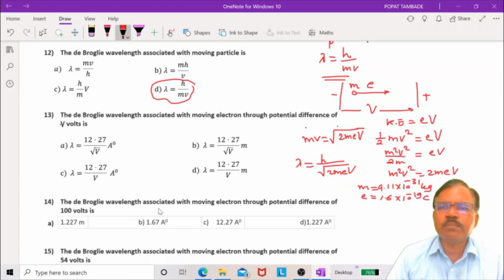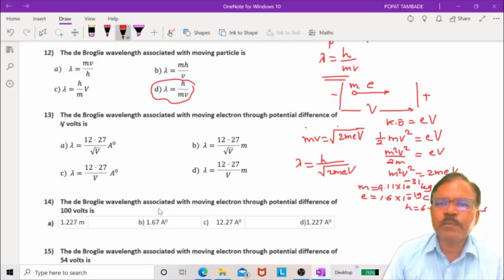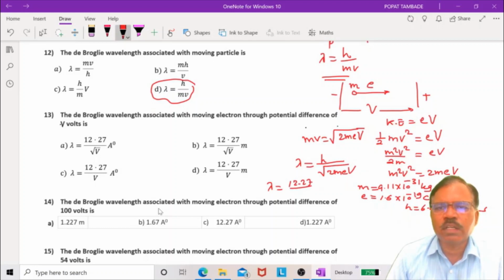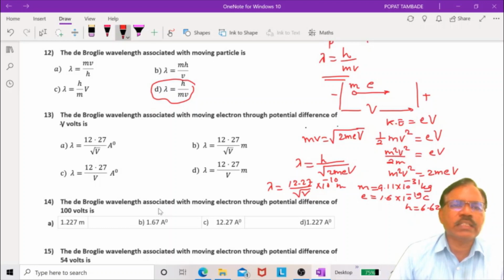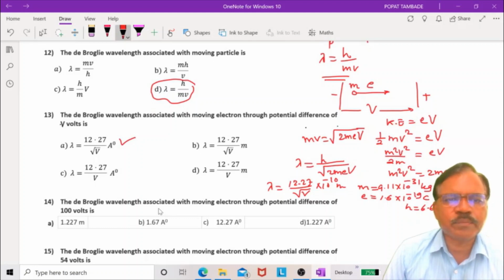Coulomb. h is Planck's constant, we know that h is 6.625 × 10^-34 joule second. If we use all these values, we will get lambda is equal to 12.27 upon root of V × 10^-10 meter, which means 12.27 upon root of V angstrom unit. So here we have this answer. A is the correct answer.